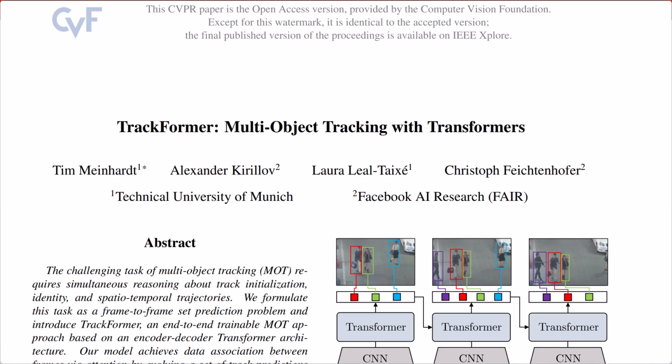In this video, I will talk about TrackFormer, multi-object tracking with transformers, which is published in CVPR 2022 from Technical University of Munich and Facebook AI Research. So yeah, let's talk about that.